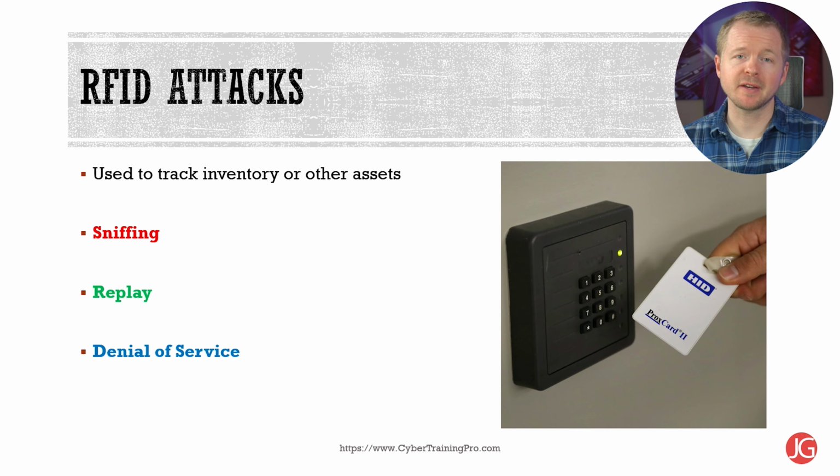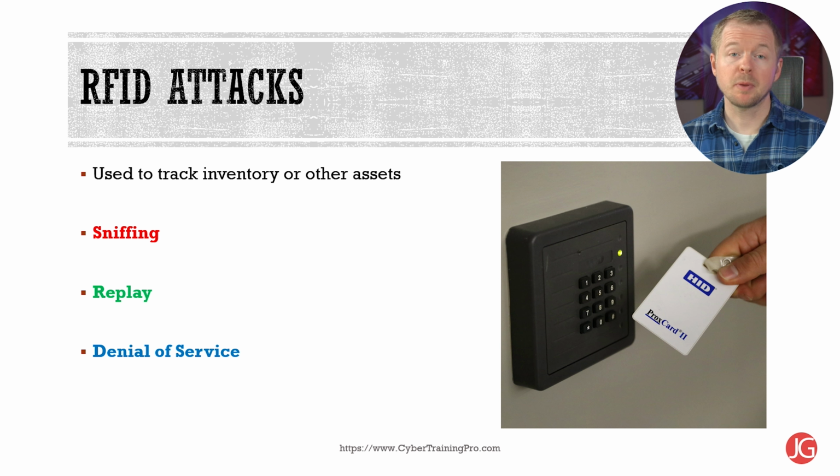Radio frequency identification, or RFID systems, are typically used to track inventory or valuable assets, and they involve RFID tags placed on objects and an RFID reader. There's a few attacks that you need to know about regarding RFID. Sniffing or eavesdropping is possible with RFID because the data is transmitted over the air. However, an attacker needs a system that's tuned to the same frequency and is capable of interpreting the RFID protocols that are being used.